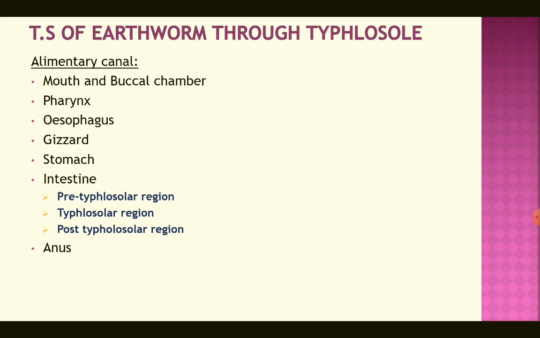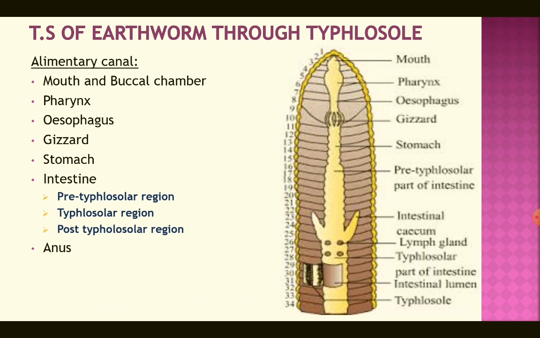Now, to learn about the next aspect in the practicals, you will have a slide in which there is a TS of earthworm taken passing through the typhlosole. Now, what is the typhlosole? It's a part of the intestine. To learn that, we have to just have a look at how the alimentary canal of an earthworm looks like. So this is a picture showing the alimentary canal or the digestive tract in case of earthworm.